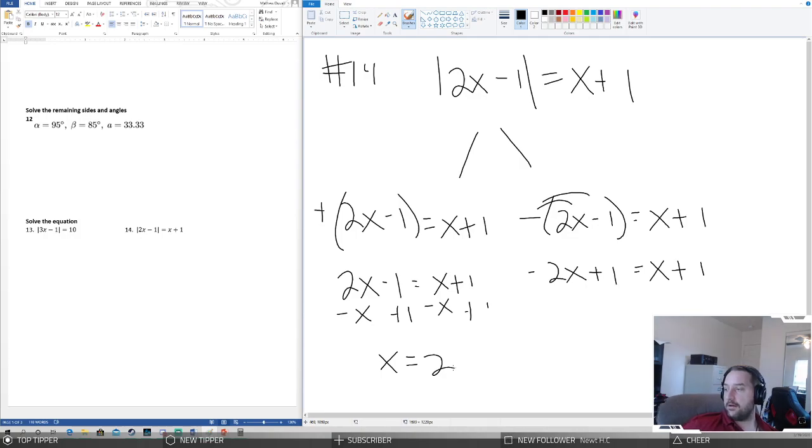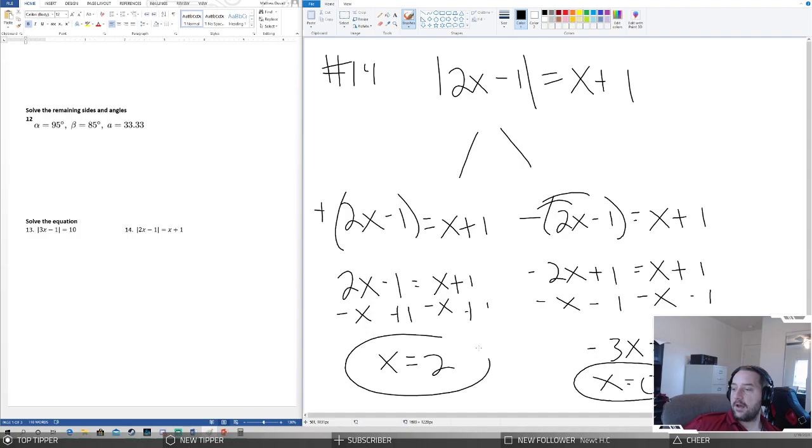And then over here, minus x, minus 1. And so you're going to get negative 3x equals 0. Divide by negative 3, you're going to get x equals 0. Now, we have to test these because there might be some extraneous solutions. We might get scenarios in which a negative number equals a positive number, things like that. So we have to test.